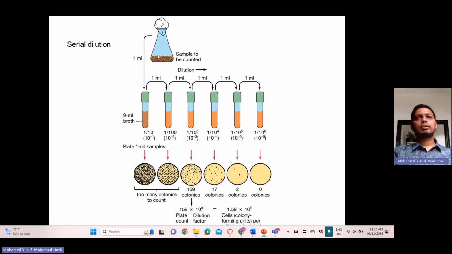So let's say this is from the original culture, we take 1 ml and we insert it into 9 ml of the broth. So actually we dilute it 10 times here. And then from that 10 times, we dilute another 10 times, in which it is already 100 times diluted compared to the original strain.